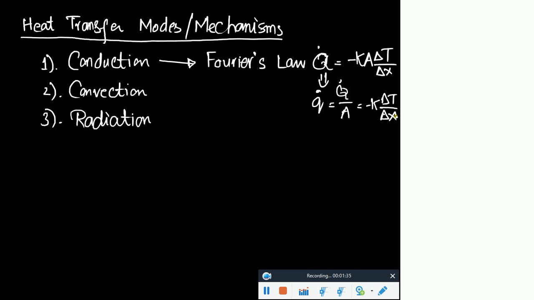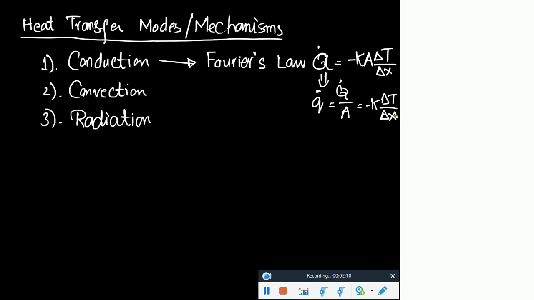Generally these are the two forms which we use, and it depends on the requirement and the specification of the system, what form you need. And this form is just the one-dimensional form. The last term is del T by del x. So this is minus k A del T by del x, and in the second relationship you have minus k del T by del x.